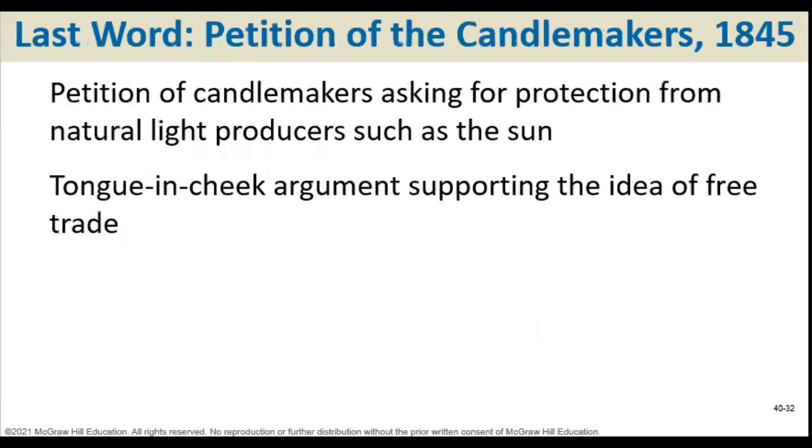So let's conclude the lecture with the petition of the candle makers of 1845. The French economist Frédéric Bastiat argued that lawmakers must impede the power of the sun in order to increase the production of candles. And this was used to show protectionists the inefficient arguments and conclusions that are associated with trade protection.